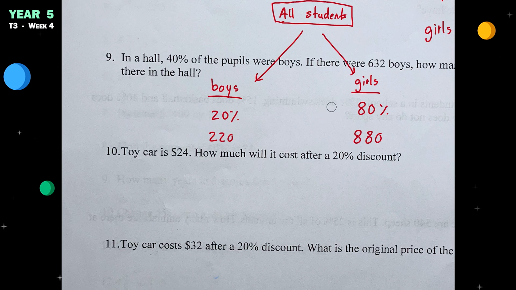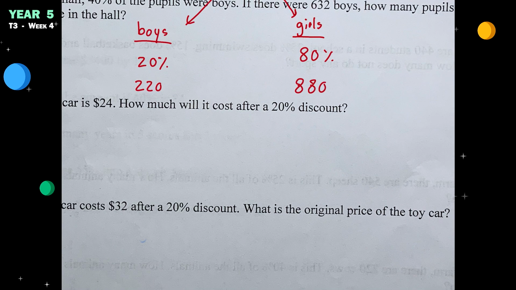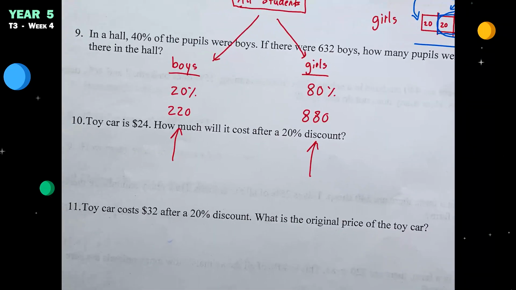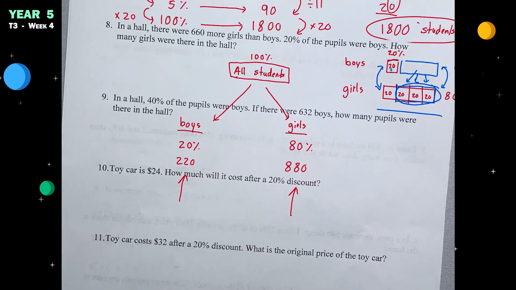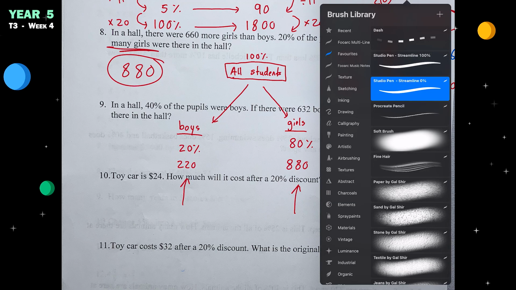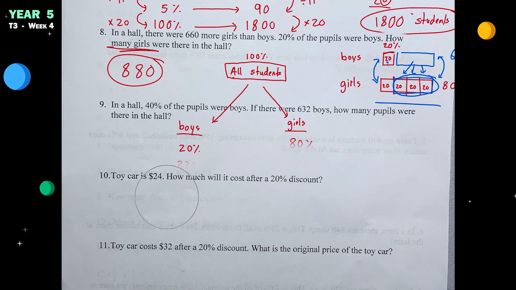As you can see, this is 20% and this is 80%. And if you minus it, 880 minus 220, you get 660, which is what it says. Okay, that makes sense. So the question is, how many girls are there? There are 880 girls. Sorry that took so long to explain. A lot of people are just confused with this question. So I'm going to rub this out.